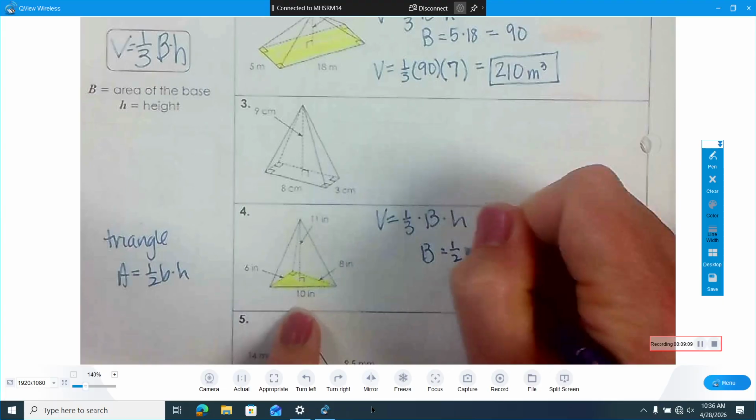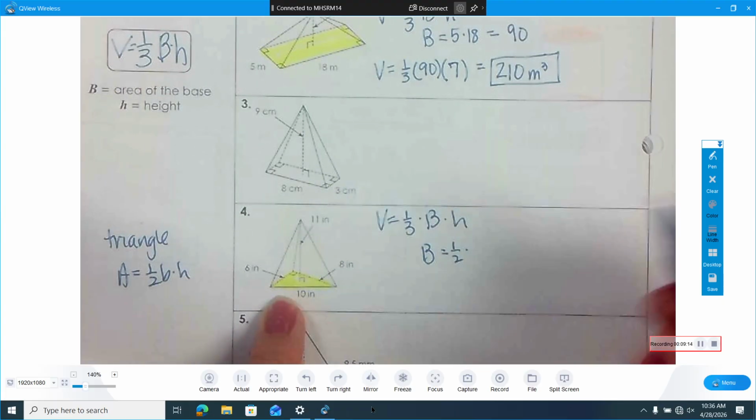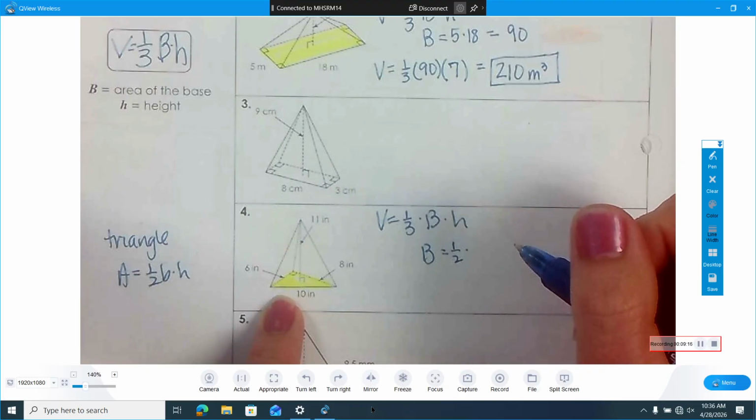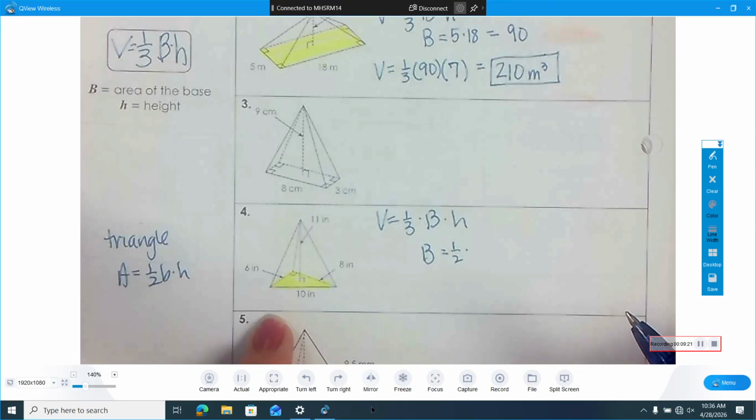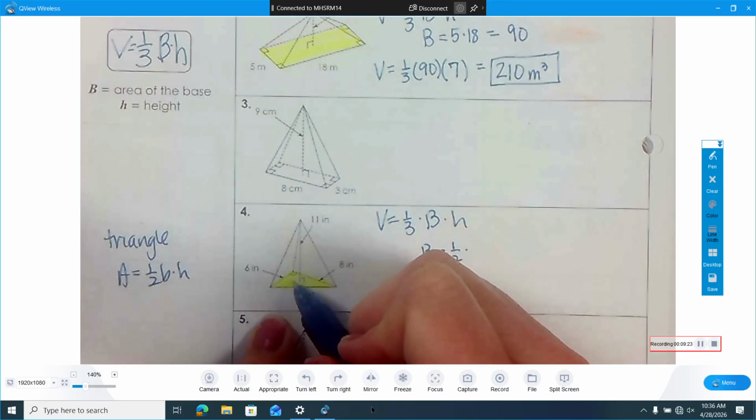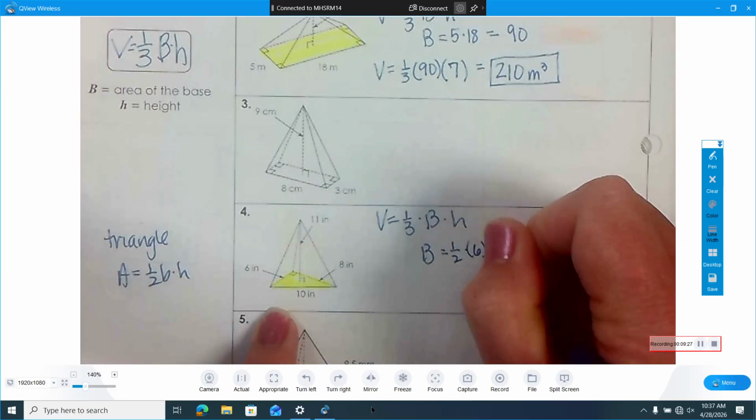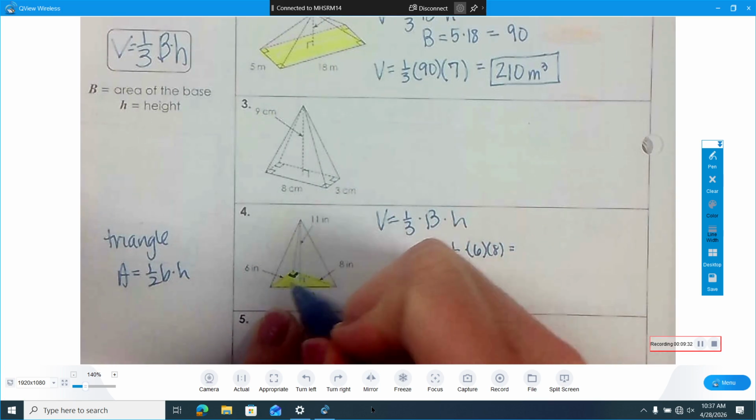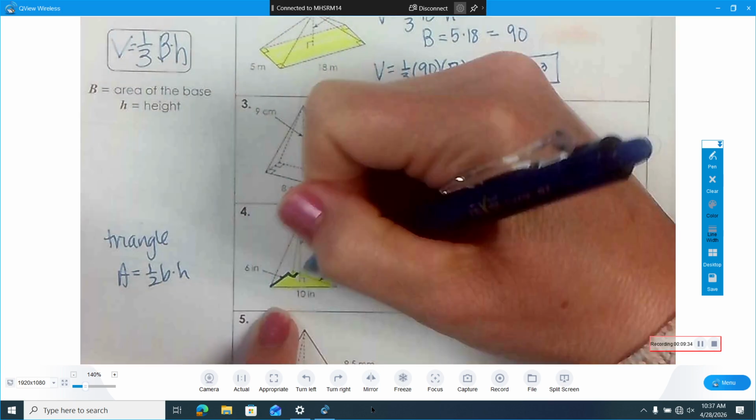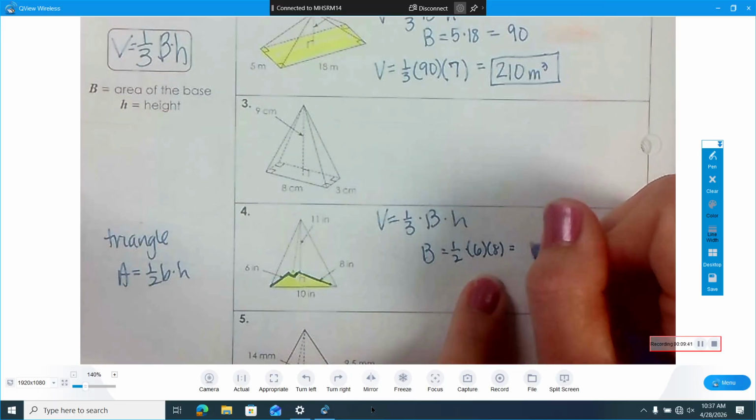So 1/2, what is the base and height on our little yellow triangle there? 6 and 8. Very good. How do we know that? Why is it 6 times 8? They've got the right angle. Yep, there's that little right angle right there, and that's always going to give you your base and height. So the 6 and the 8. Half of 6 times 8 is 24.